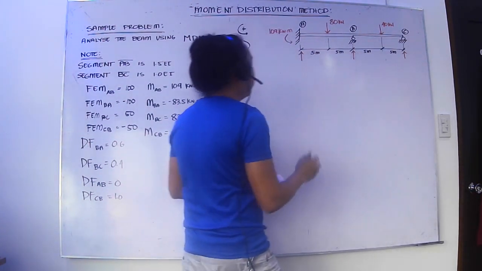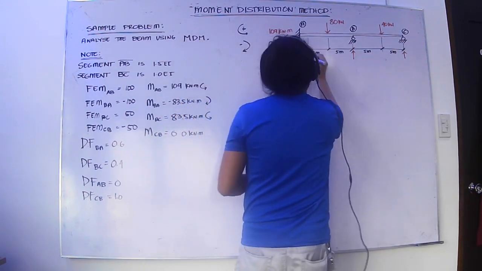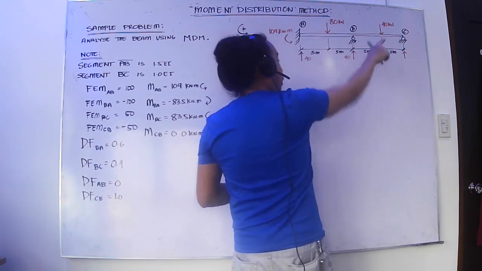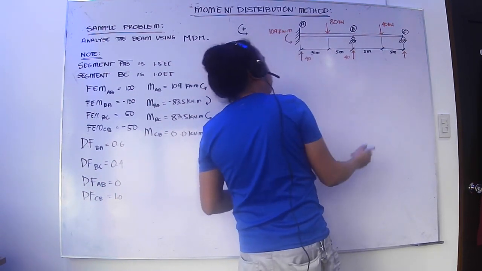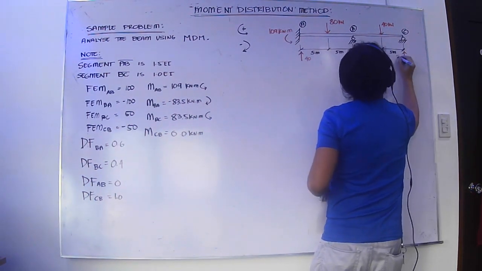The 80 kN load, pretend this is a simple beam. So that's just 40 and 40. Then pretend that BC is a simple beam, so its reactions are 20 and 20.